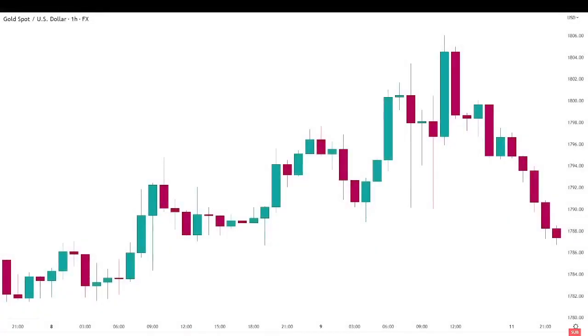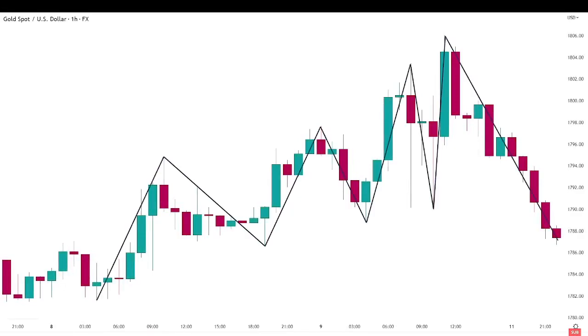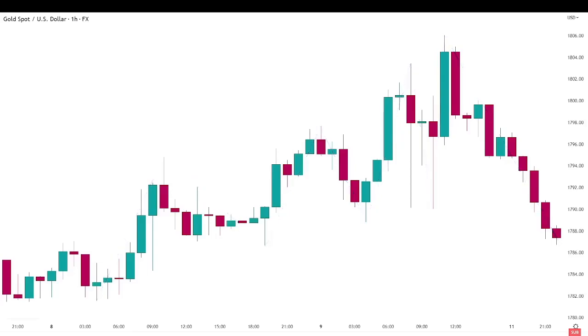Here on the gold 1-hour time frame, we had an obvious uptrend. We had a series of impulsive and corrective moves, and this is how we could apply the 786 Fibonacci retracement setup.